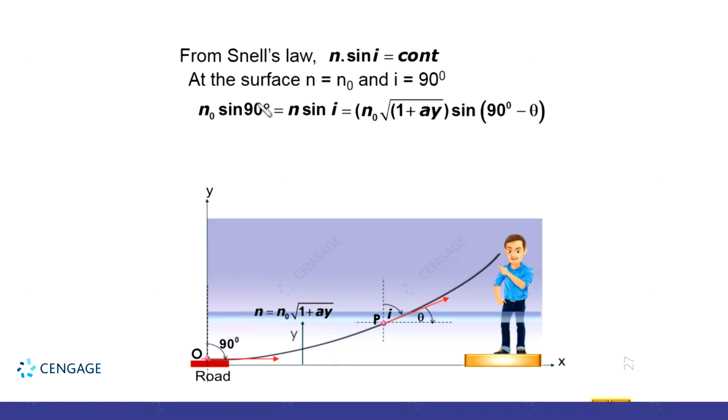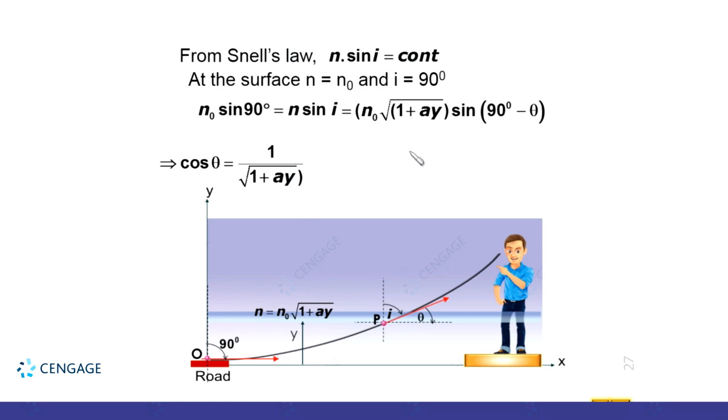You know, sin 90 equal to 1, and here n equal to this, we have substituted the value, and sin of 90 minus theta equal to cos theta. So we can write cos theta equal to 1 divided by under root 1 plus ay, right?